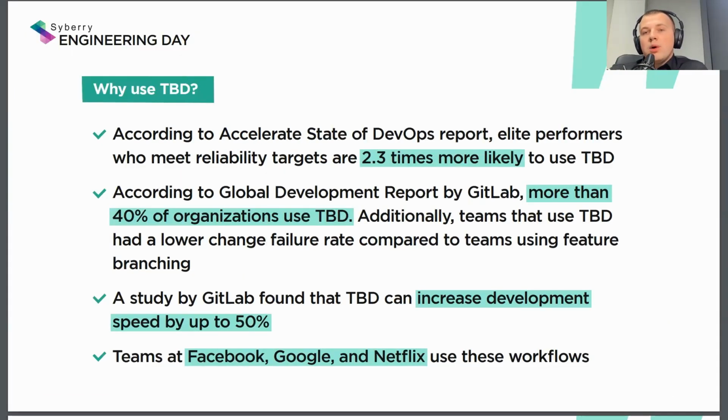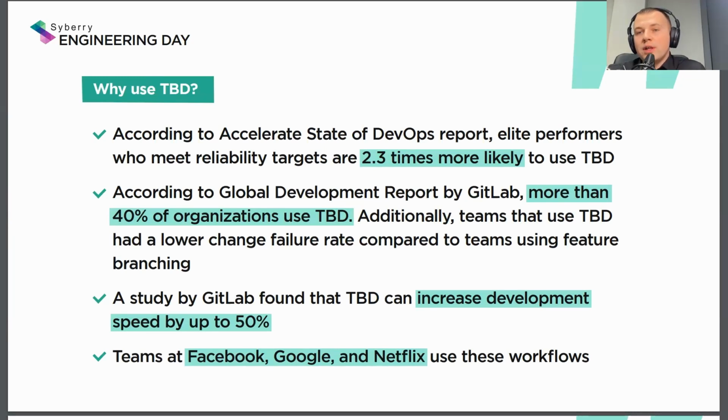Let's speak a little bit about statistics from the industry. According to the Accelerate State of DevOps report, high-performing organizations tend to use trunk-based development, where developers work in small batches and frequently merge their work into a shared trunk. Elite performers who met reliability targets are 2.3 times more likely to use trunk-based development, which is closely related to continuous integration for better impact.